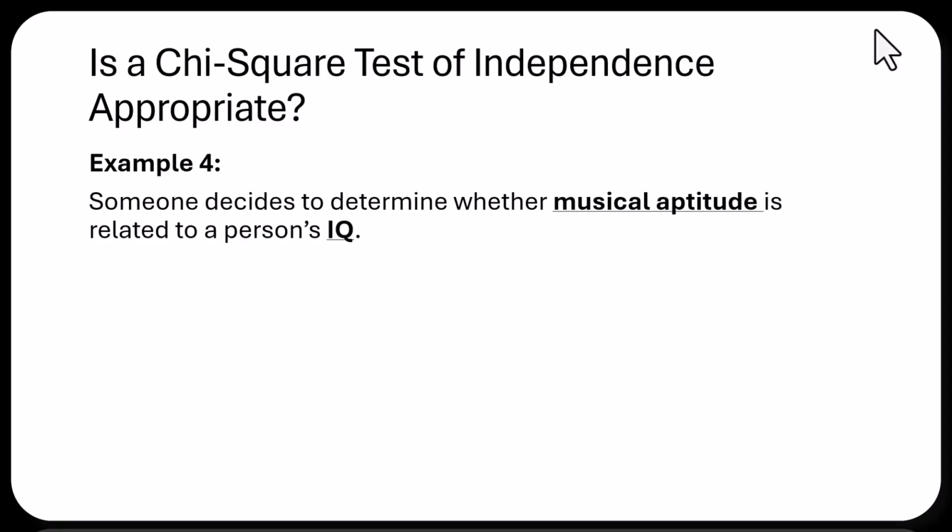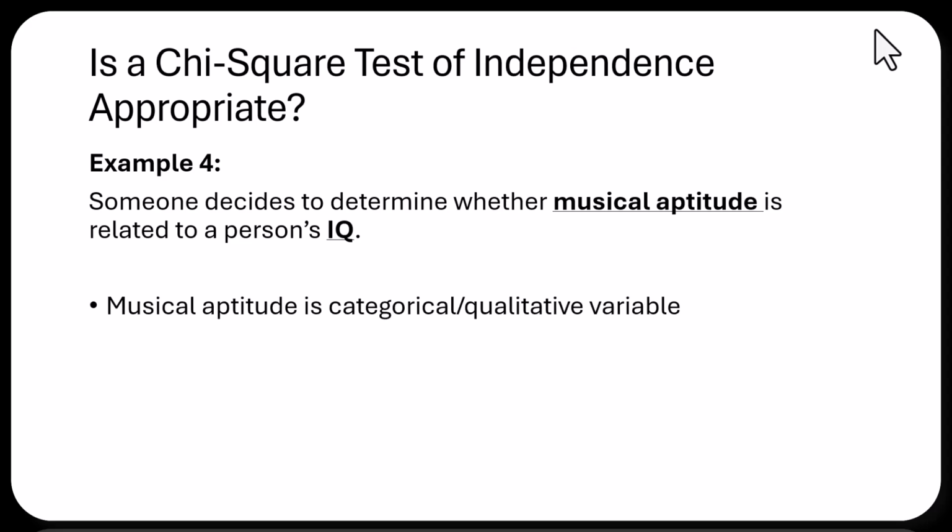Example 4. Someone decides to determine whether musical aptitude is related to a person's IQ. So what do I mean by musical aptitude? That simply means whether I am gifted musically or not. So that would be categorical or qualitative, right? If I say, oh, this person over here, he is really gifted, or she is a really gifted singer, right?